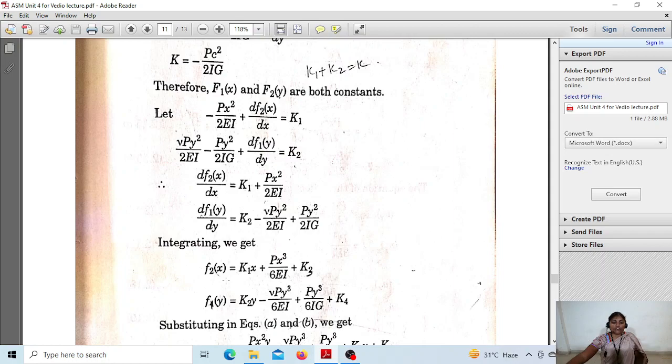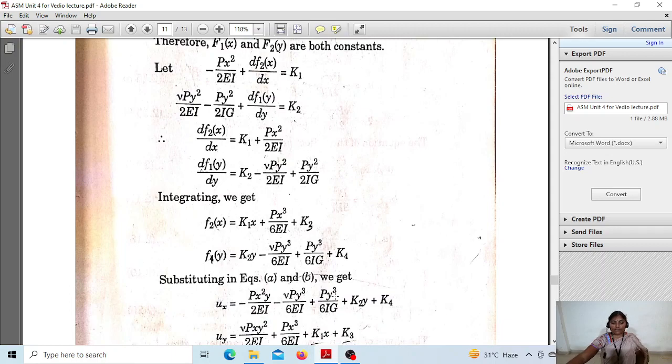Now f2 of x is equal to k1x plus px cube by 6EI, plus one more constant, you will get k3 here. Similarly, you integrate f1 of y with respect to y, then you get f1 of y, which is equal to k2 into y, as given here, minus nu py cube by 6EI plus py cube by 6Iz, plus one more constant k4 you will get. Now substituting equations a and b, we get.